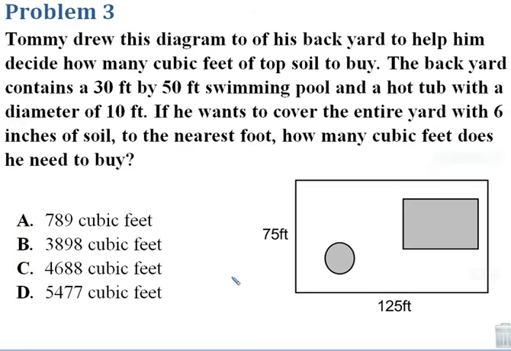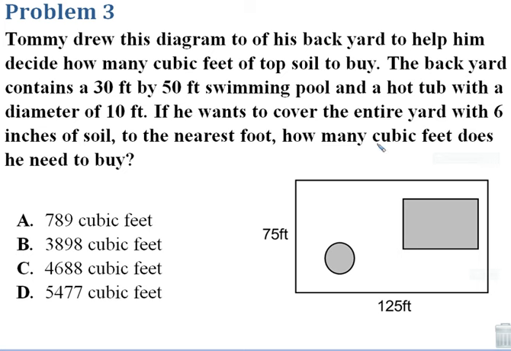All right, here's a fun one. Problem 3 says Tommy drew this diagram of his backyard to help him decide how many cubic feet of topsoil to buy. The backyard contains a 30-foot by 50-foot swimming pool and a hot tub with a diameter of 10 feet. If he wants to cover the entire yard with 6 inches of soil to the nearest foot, how many cubic feet does he need to buy?